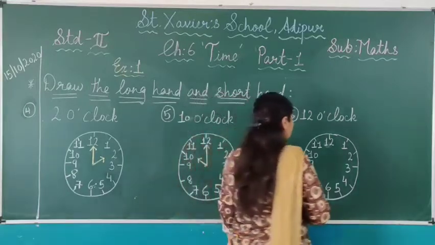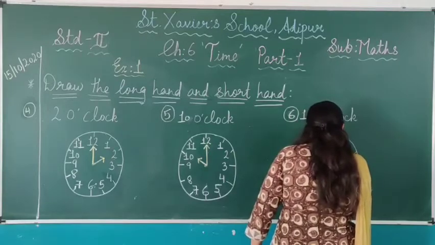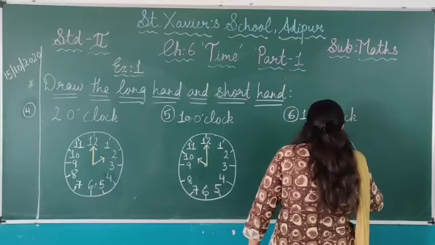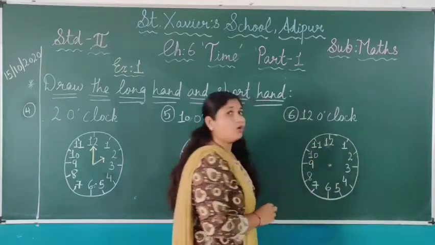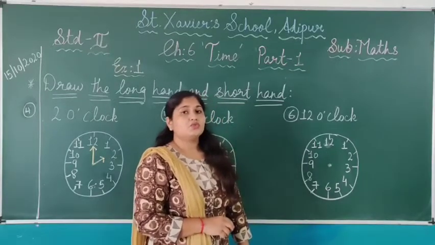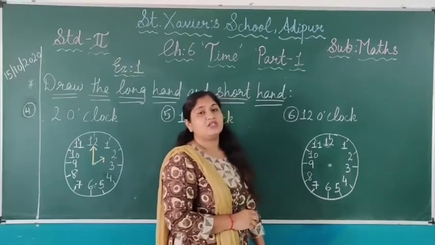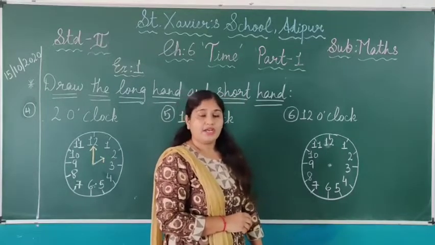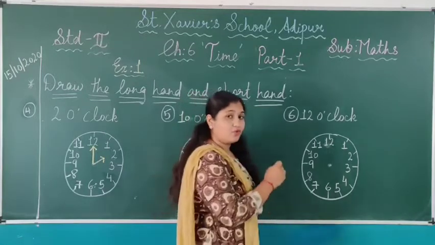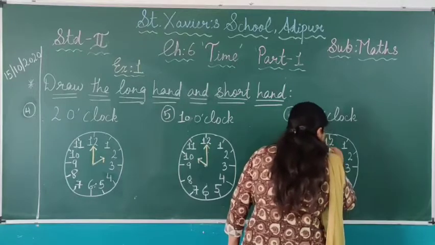So, we have to draw the hands. So, in the center, you have to make a dot. So, now students here, 12 o'clock is the time. What is the time? 12 o'clock. Right, students? Students, in 12 o'clock, both the hands will be at 12 only. Right? Both the hands will be at 12 only. See how I am drawing the hands, right? Like this way, you have to draw the hands.